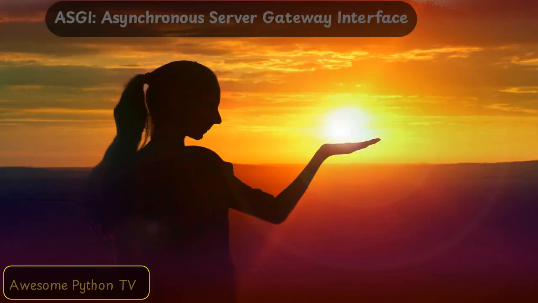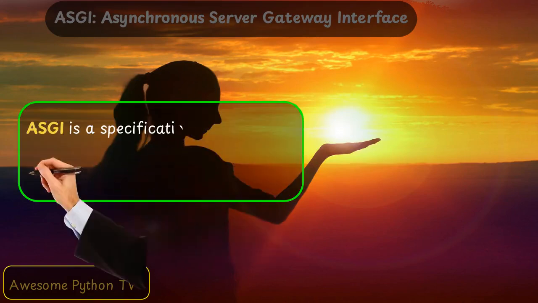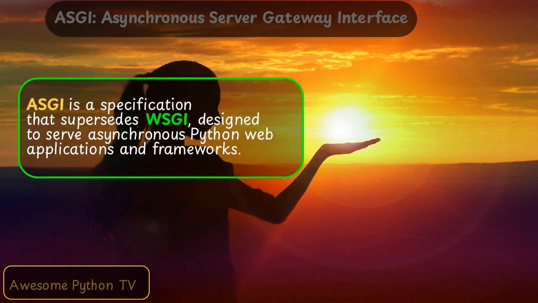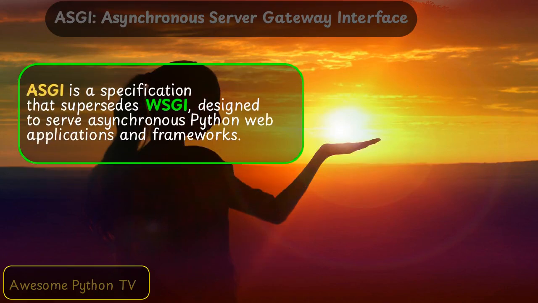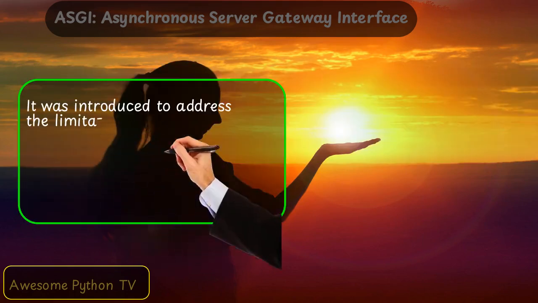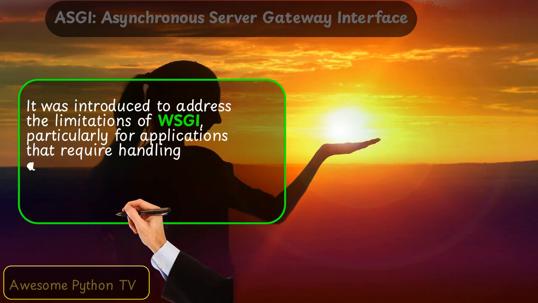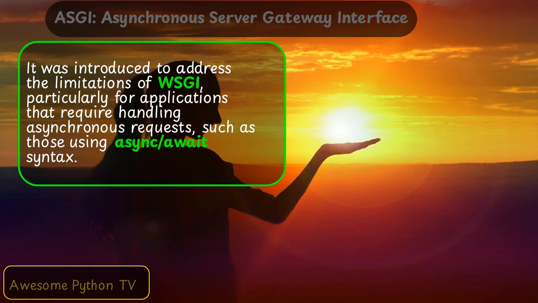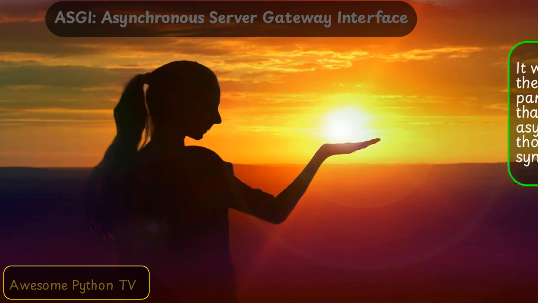ASGI, Asynchronous Server Gateway Interface. ASGI is a specification that supersedes WSGI, designed to serve asynchronous Python web applications and frameworks. It was introduced to address the limitations of WSGI, particularly for applications that require handling asynchronous requests, such as those using async/await syntax.